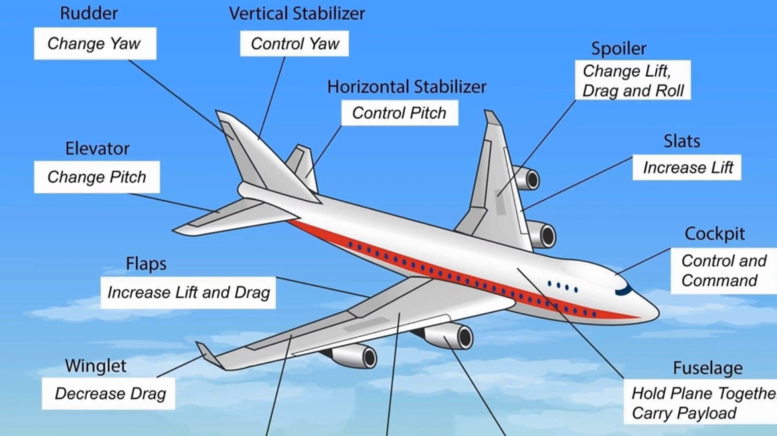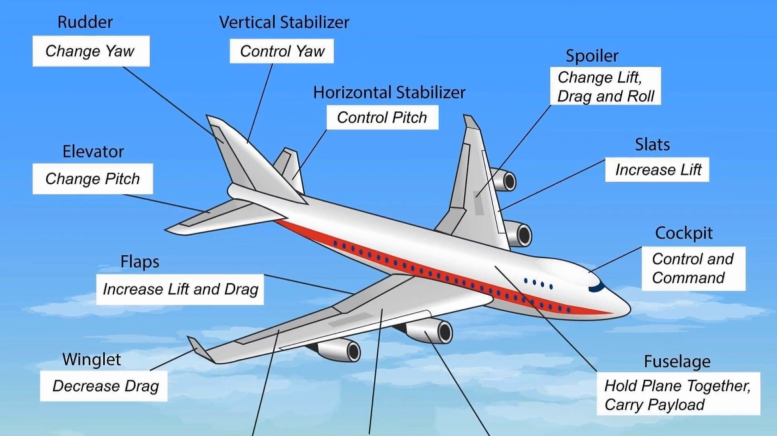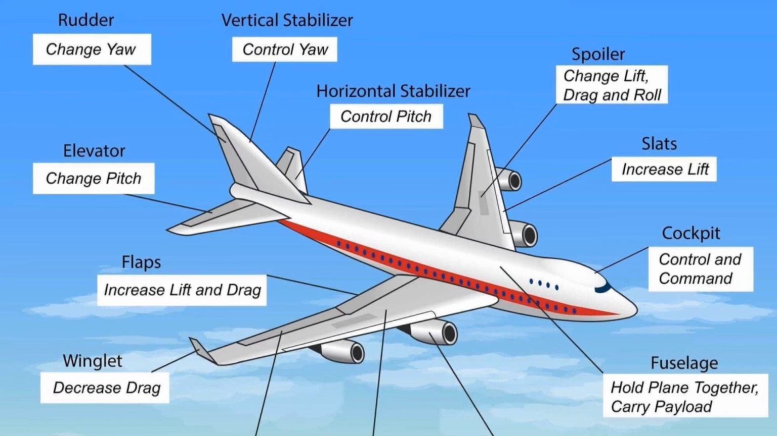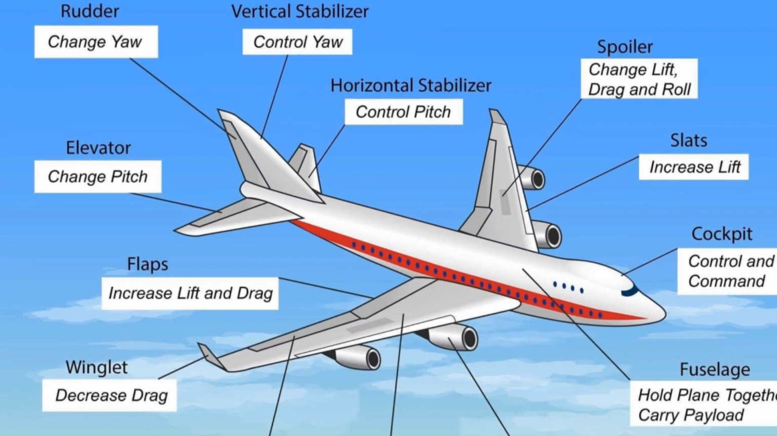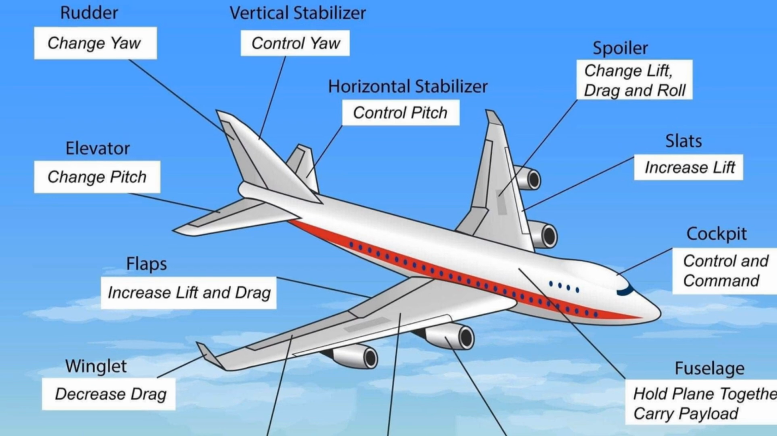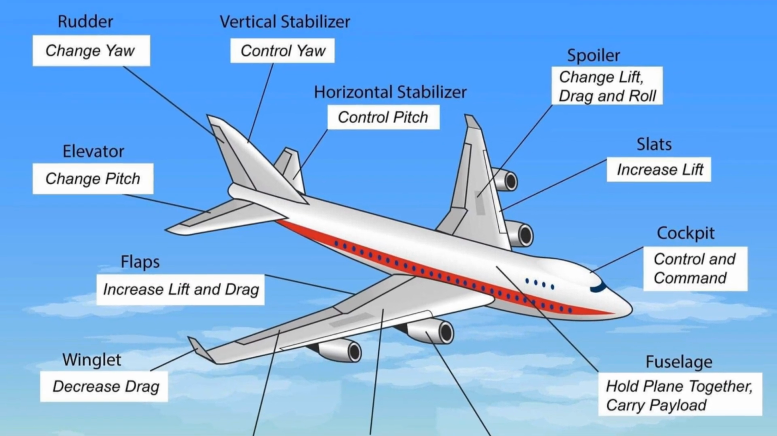Flaps are used to increase lift and drag during takeoff and landing. Slats extend outward to allow for smoother airflow over the wing at high angles of attack. Trim tabs are used to fine-tune the position of the primary control surfaces.